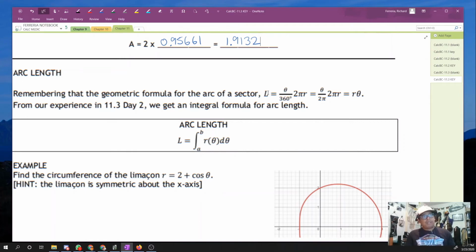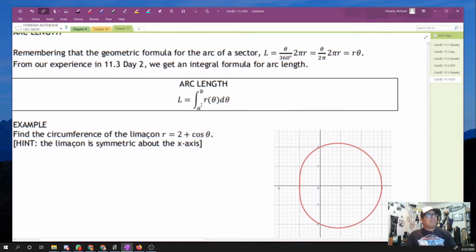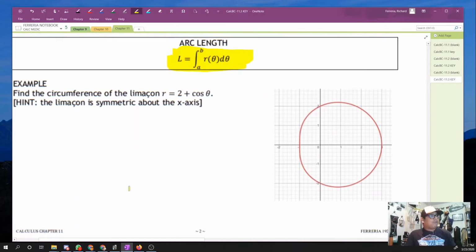Once we turn that into radians, it becomes theta over 2 pi multiplied by 2 pi r, which is just r theta. And similar to how we did it yesterday, theta is actually a delta theta. Adding it all up, we get this arc length formula here: integral of r d theta. That's about as simple of a formula as you can get.